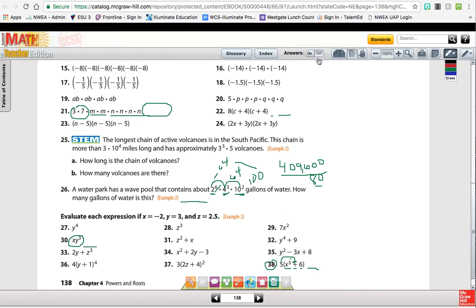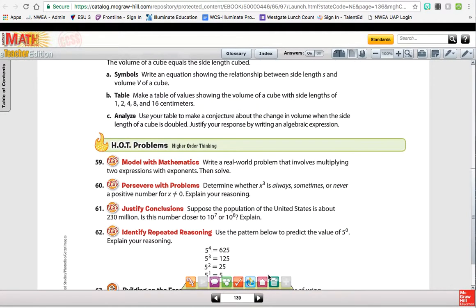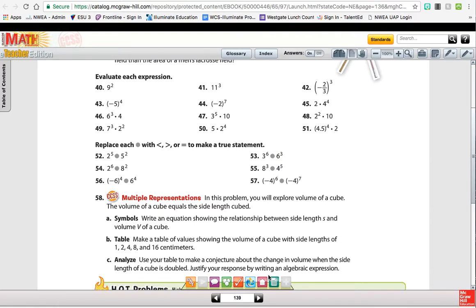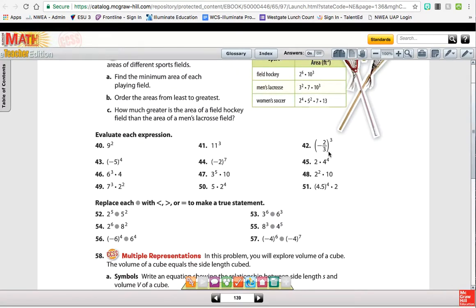The final problem we're going to work out is number 42 on page 139. And number 42 is -2/3 to the 3rd power. And don't let the fractions scare you. We're just going to take whatever the base is, in this case -2/3, and multiply it however many times the exponent says. So -2/3 times -2/3 times -2/3.